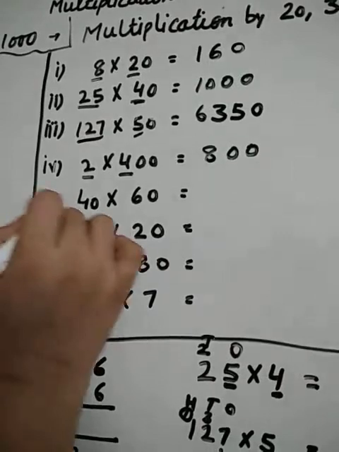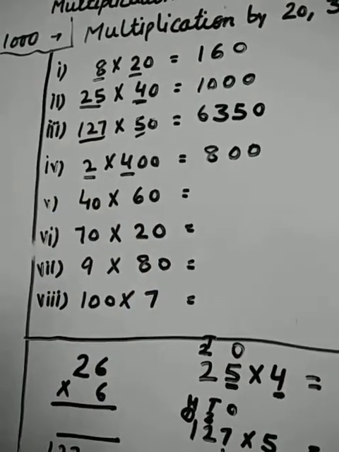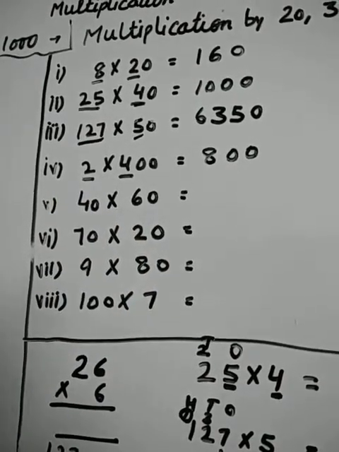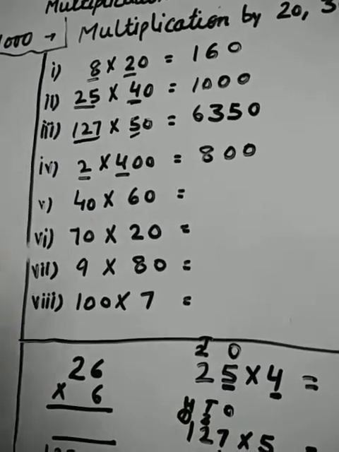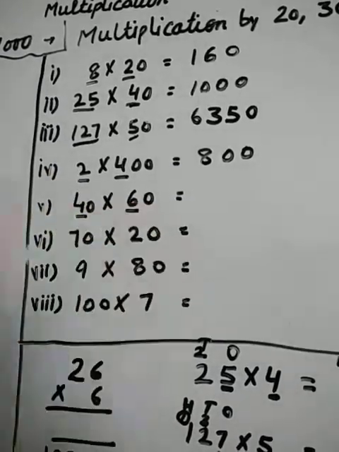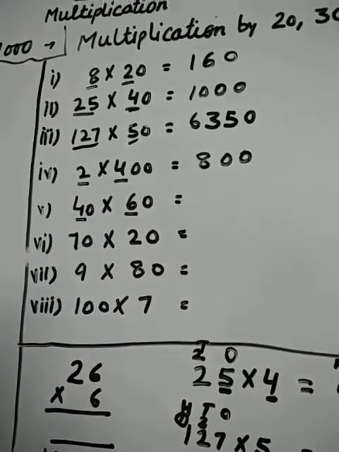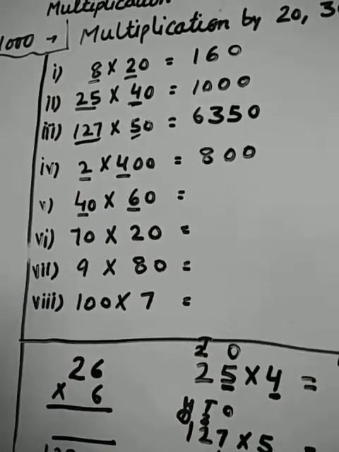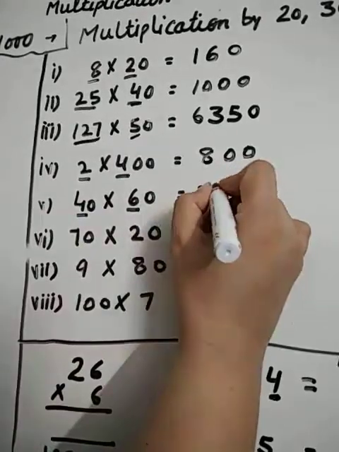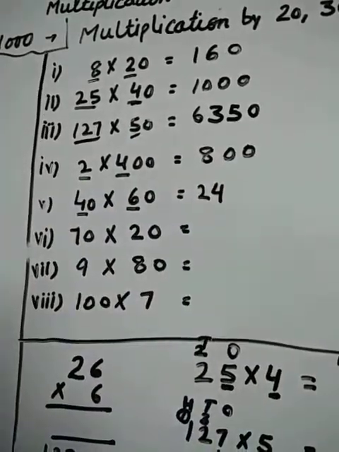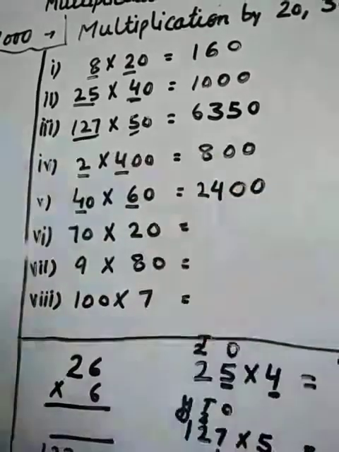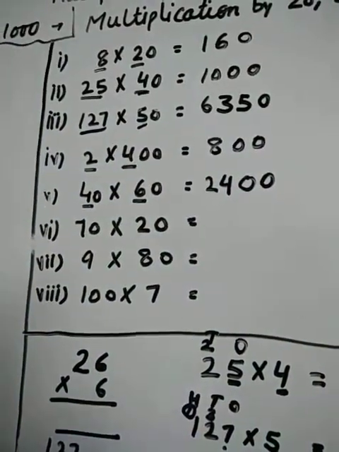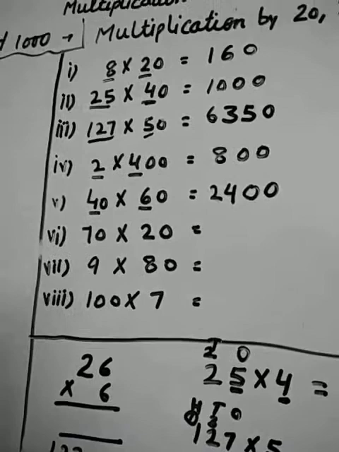Now the next sum is 40 multiplied by 60. Now both the numbers have zeros. So the first step will be the same. I will multiply 4 and 6. 4 6s are 24. And how many zeros can you see here? 2 zeros are there. So I will put 2 zeros here. Answer is 2400.